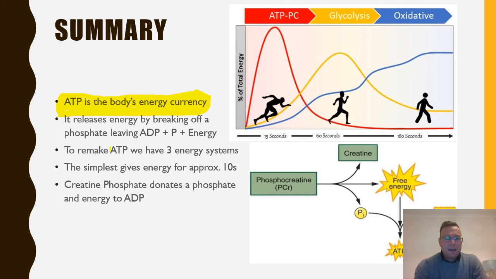So to remake that ATP, we have 3 energy systems. The picture on the top right hand side shows the different lengths of time our different energy systems are used. The one we've just quickly looked at, the ATP PC system, is used for around 10 seconds. It peaks at around 8-9 seconds, and then it starts to run out. So if we're going to continue on a very high intensity, we need another system, which is going to be glycolysis, which we'll look at in the next presentation.